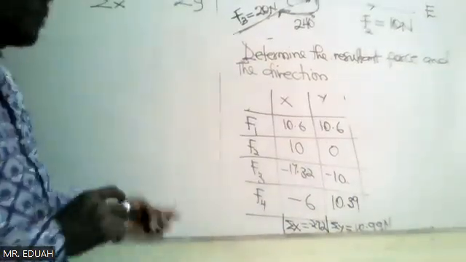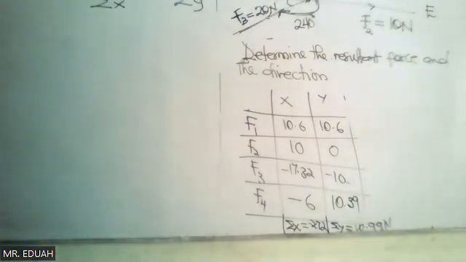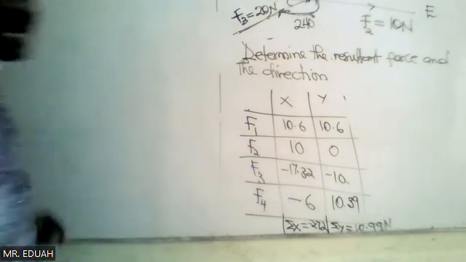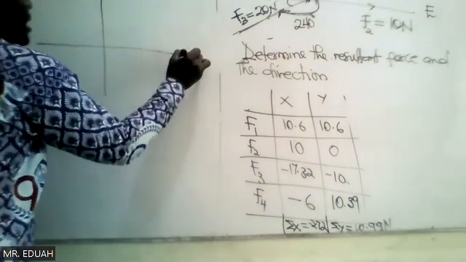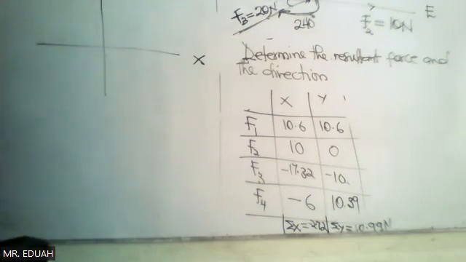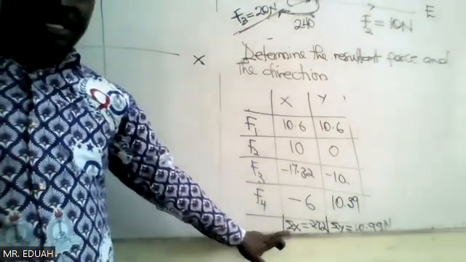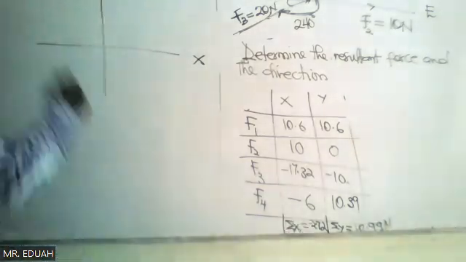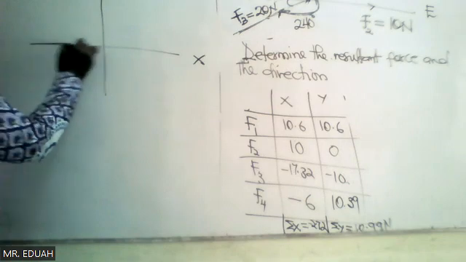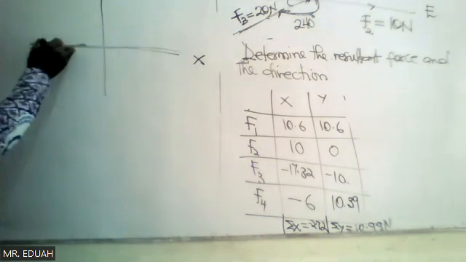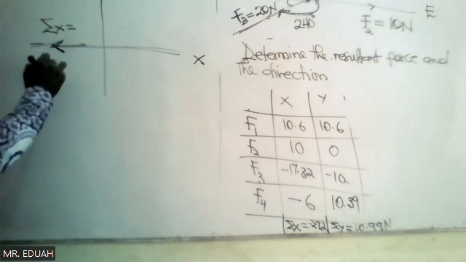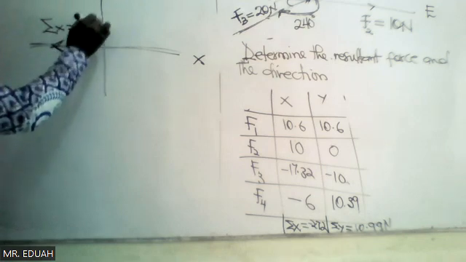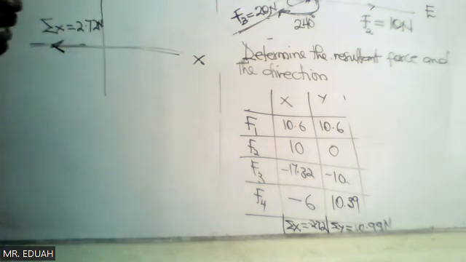Good. So after summing up all the x's and all the y's, let's redraw, represent whatever we've had so far on the Cartesian plane or xy axis. This is the x, this is the y. Now the summation of x is a negative value. So if we are to represent this on the xy plane, it will act along this side. So this will be summation of x, which is 2.72 Newton. Then the summation of y, all the y, is a positive value.